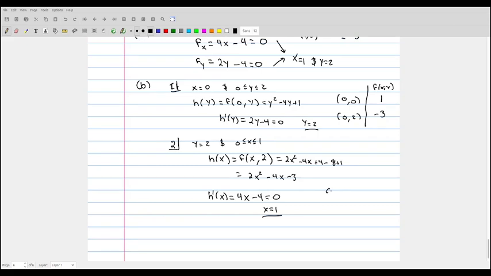So the first potential boundary max and min for this function h of x is at the point x equals 0, y equals 2, then we solve for the other potential max and min point, which is x equals 1, y equals 2.